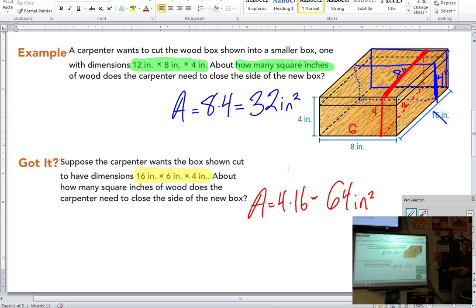So if the carpenter was trying to decide which cut he should make to make a smaller box, say he's trying to make a gift or something, this uses less wood than this one would. Because to fill the cut he made with this one, it takes more wood. Now, it depends on if he's recycling the wood or if he's using new wood. So that would be where the difference comes in.